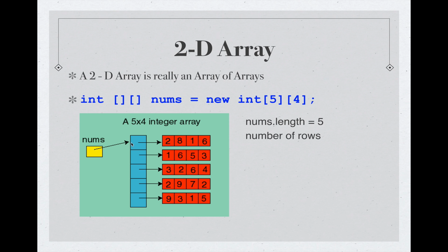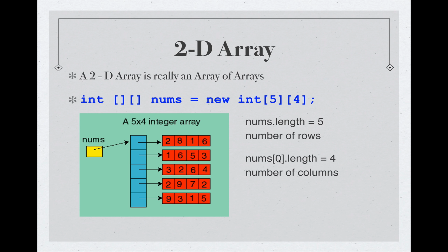So then how do you find the number of columns? Well, you have to find the length of any one of the rows. So if I say nums square bracket 0, nums square bracket 0 is this spot right here. And then what's the length of nums square bracket 0? Well, there are 4 things in there. So there's your length of 4. And that's your number of columns. So just remember, to get the rows, it's nums.length. To get the columns, it's nums square bracket 0 .length.